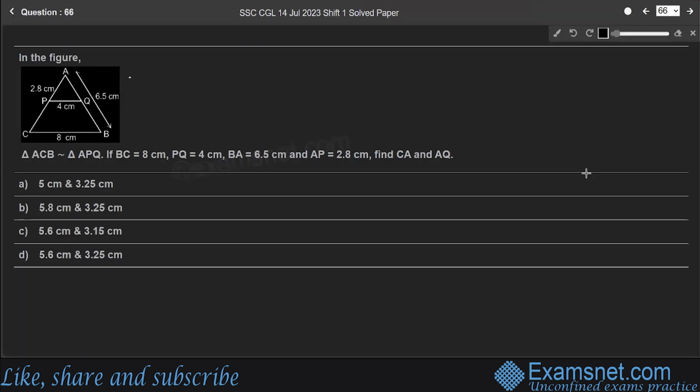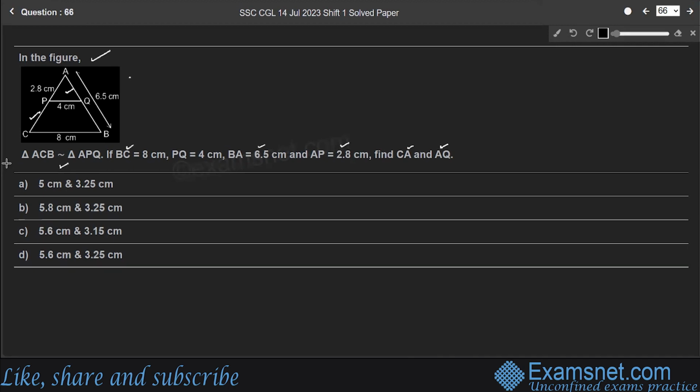Question 66. In the given figure, triangle ACB is the big triangle and it is similar to the small triangle APQ. So two triangles are similar here. If BC is 8 centimeters, PQ is 4 centimeters, BA is 6.5 and AP is 2.8 centimeters, find CA and AQ. Here, students, we are using the concept of similarity between two triangles.